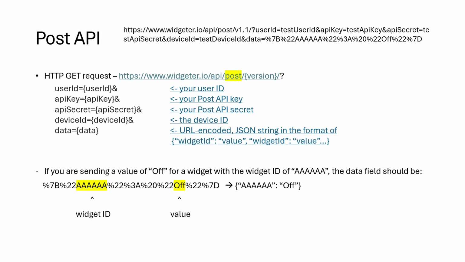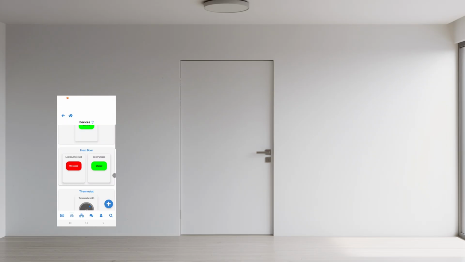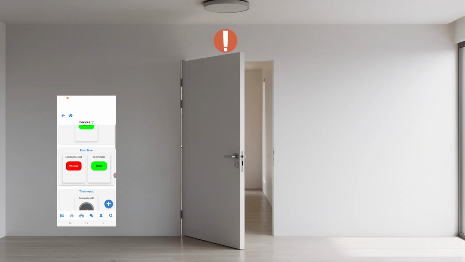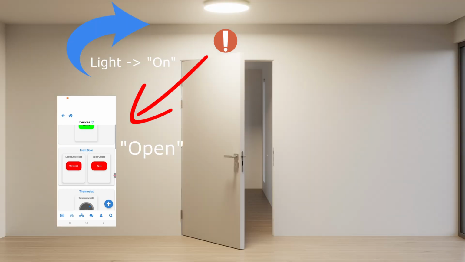Remember, the Post API is used to send widget values from a physical device to the Widgeter server. An example might be a door open sensor. When the door is closed, the corresponding widget display in the Widgeter app should be set to closed. When the door is opened, and the sensor senses that the door has been opened, the device should send a Post API request with a value of open for the relevant widget. This way, the corresponding widget in the Widgeter app will update to open, and any downstream processing, like automations that are triggered by the opening of the door, for example, can occur.